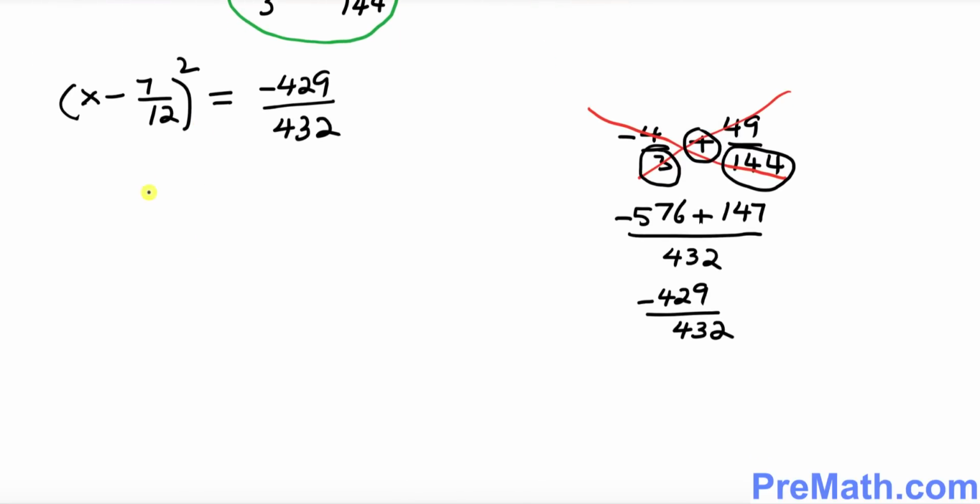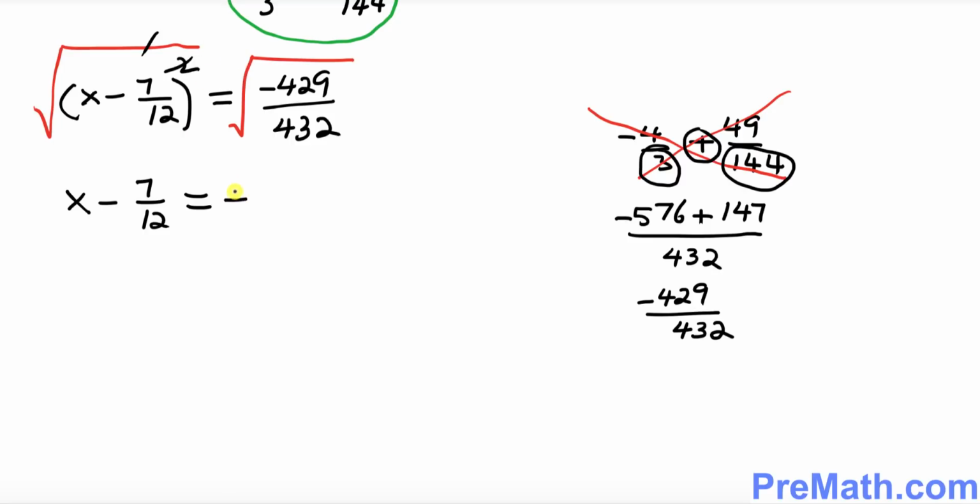So the next thing we're going to do is get rid of this square. How can you undo this square? By taking a square root. So I'm going to take the square root on both sides. This square and square root undo each other. We are left with simply x minus 7 over 12 equals to, watch out over here, we have to be careful.